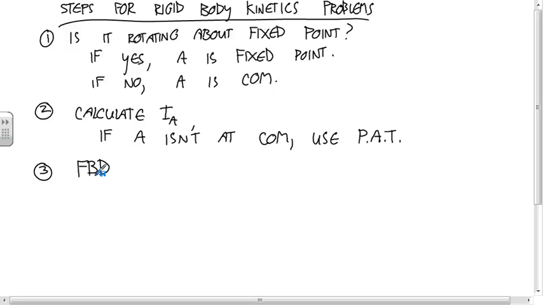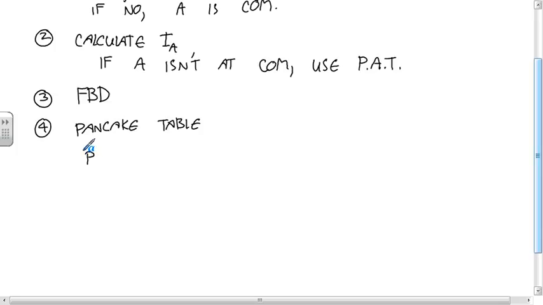Okay, and then write out the table, pancake table. Pancake, artists, row 4, marzipan.